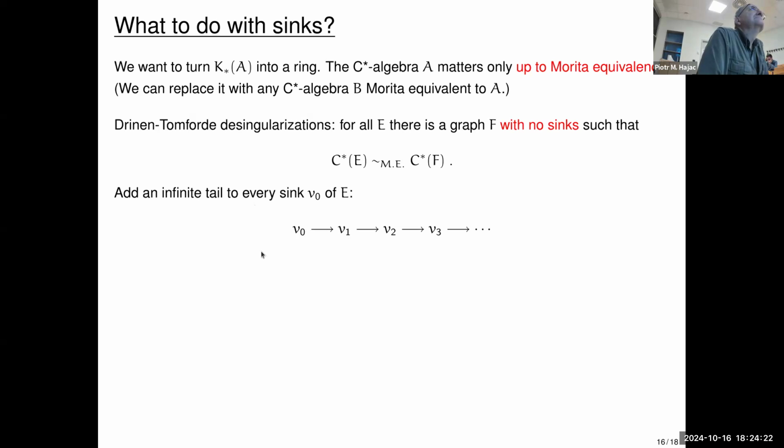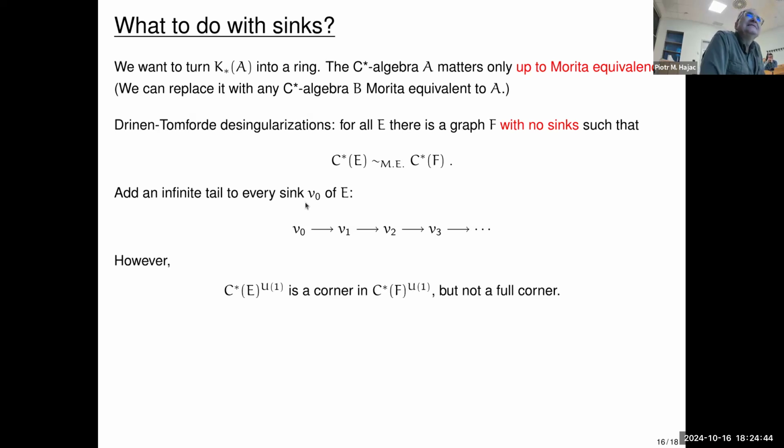You have countably many vertices, each one connected to the next. In this way, you no longer have a sink, and what you get is a Morita equivalent of what you have. These vertices V1 to infinity are not in graph E. They are new vertices, and you add this tail and you desingularize. So you blow up vertices, you blow up the projection to the compact operators. So this is very nice.